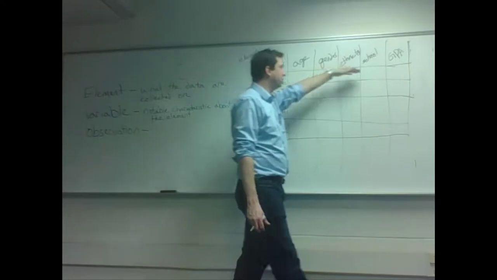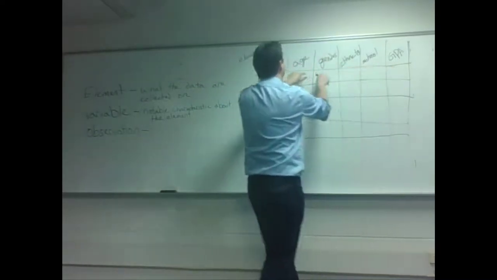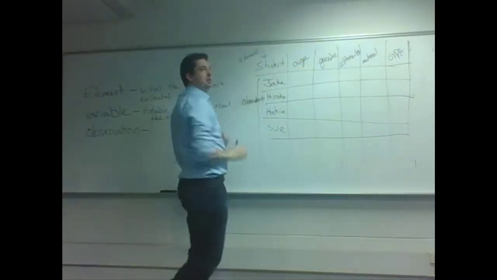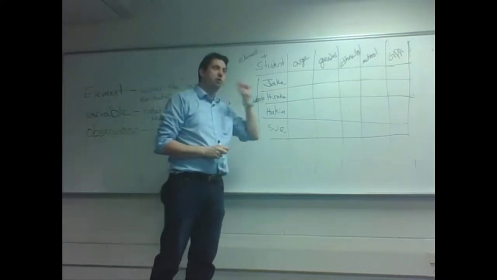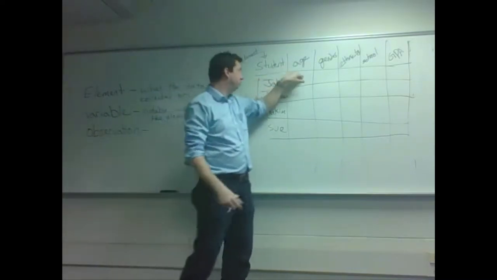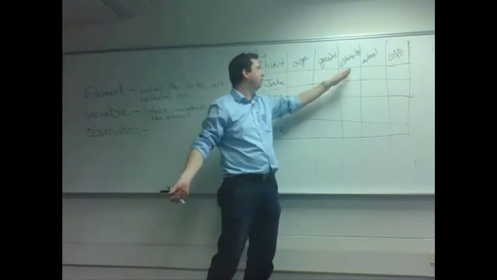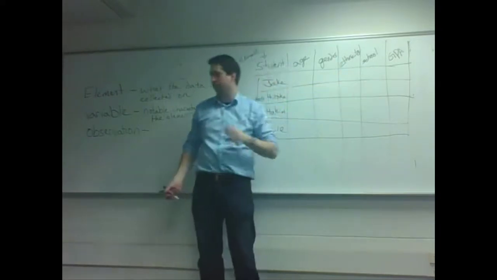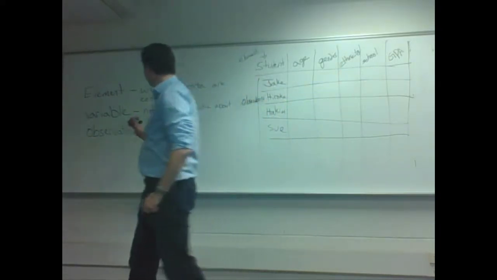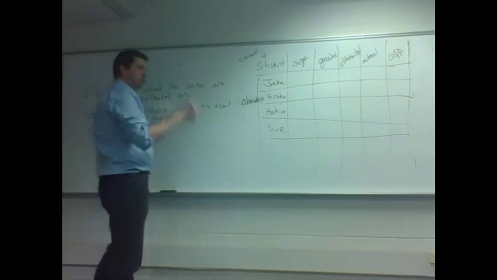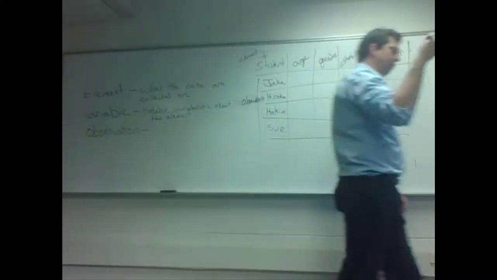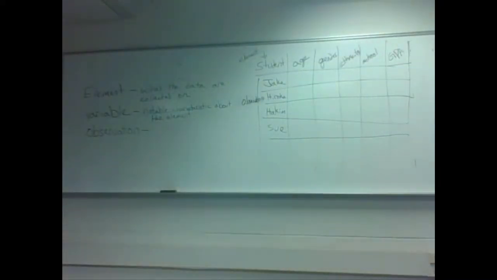The thing about any particular row, any one of these pieces of information, they all have the same element in common. They all come from that element. Like this is Jake's age, this is Jake's gender, this is Jake's ethnicity, school, etc. An observation is one particular element of the data set, I should say.